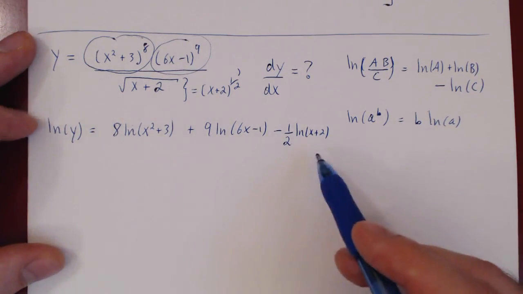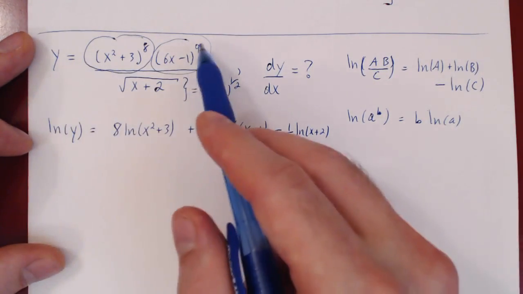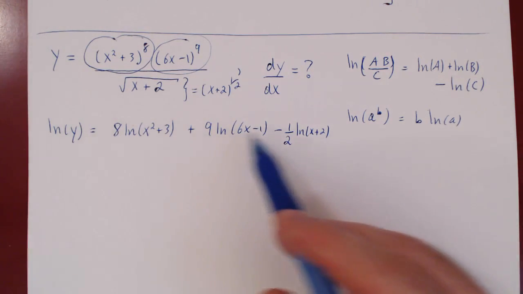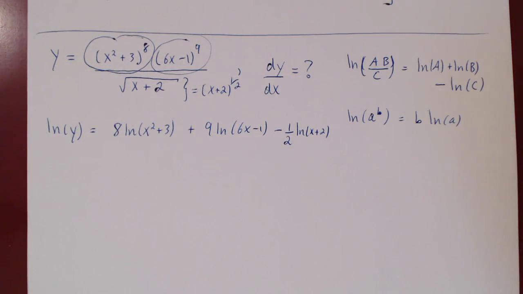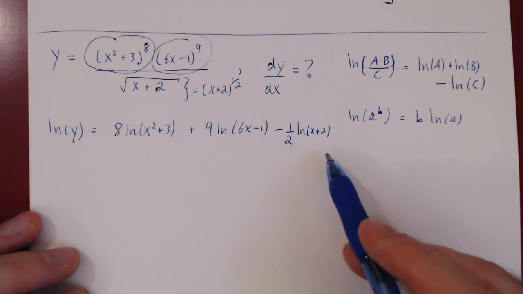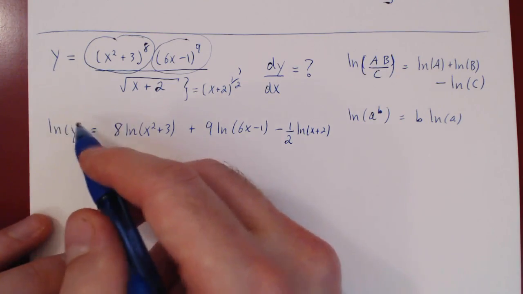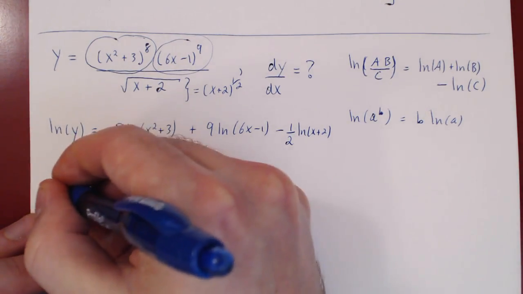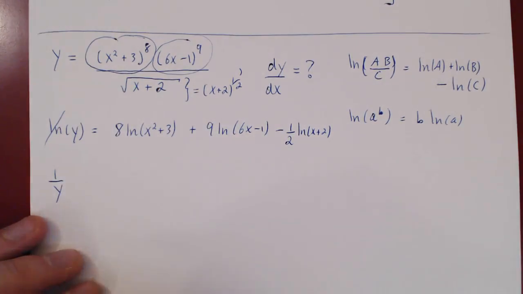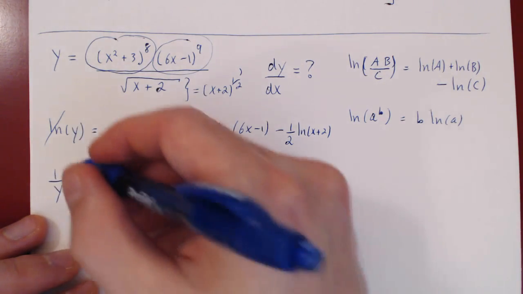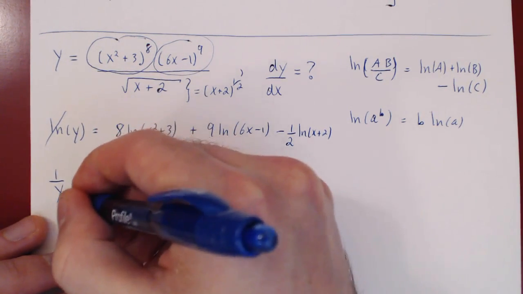So let's do this. Both sides again, y is this function of x. Both sides are equal as functions of x. So we can once again differentiate using implicit differentiation. Differentiate both sides with respect to x. The derivative of ln is 1 over what's inside, so 1 over y. Chain rule times the derivative of the inside, which is dy over dx.